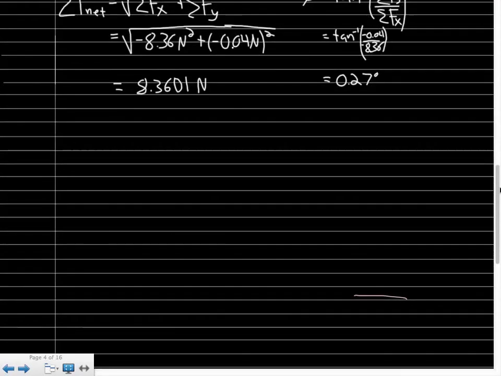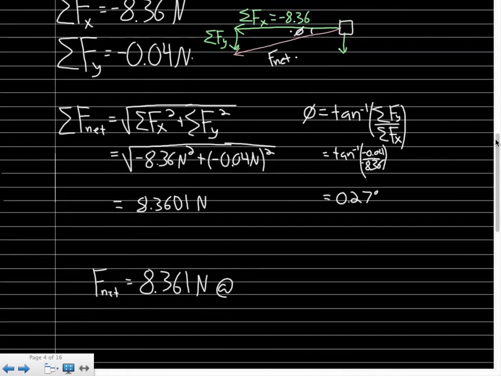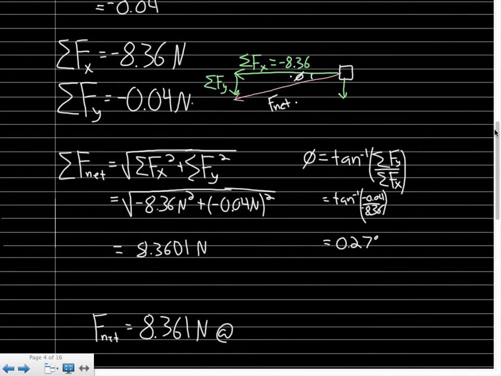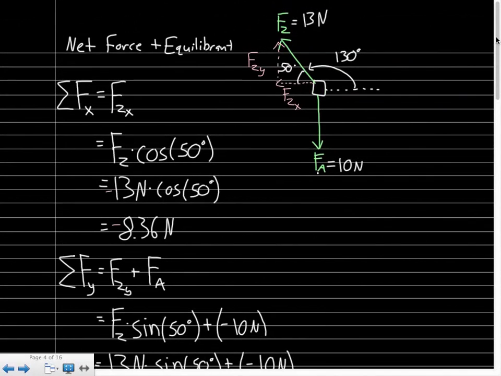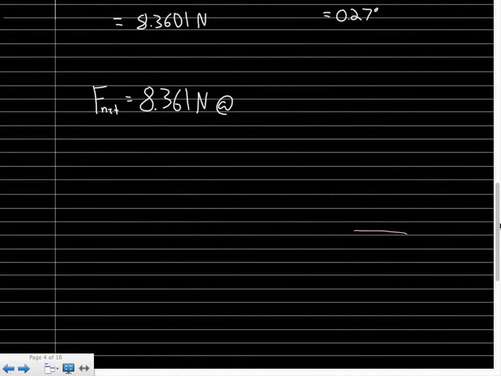So your final answer is going to be net force is equal to 8.36 newtons at, let's see, which direction was that angle in? Looks to me like south of west. Let's look at our picture. That seems to make sense. So at 0.27, so not even a whole degree south of west. Now the equilibrant, what's the equilibrant, you may ask?